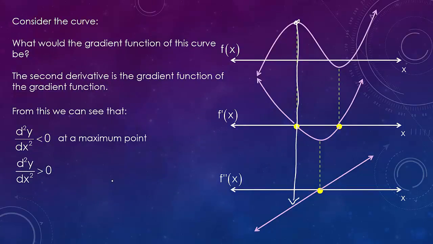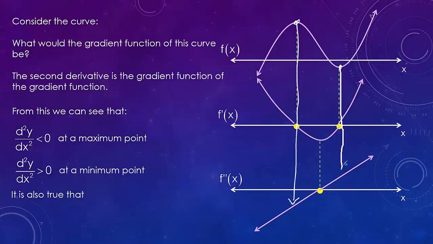The second derivative is positive at a minimum point. Don't worry about that, we'll come to that in a second. So at the minimum point, trace that down the diagram, and we can see that the second derivative is positive. It's above the axis. It is also true that d2y dx squared is 0.